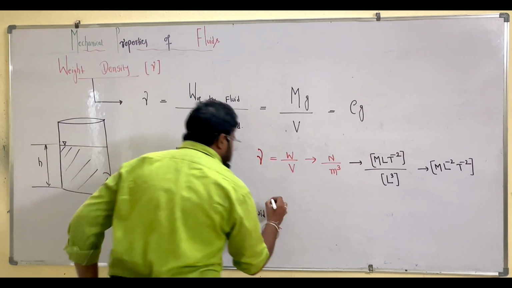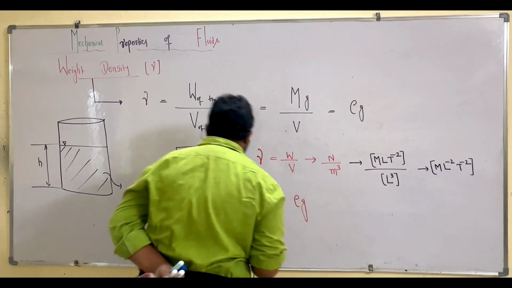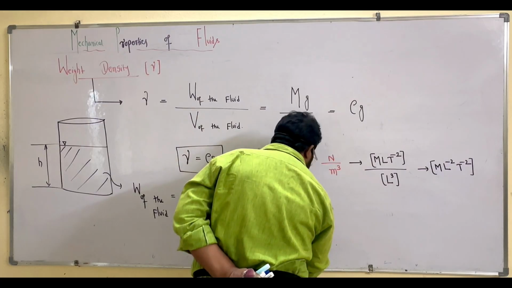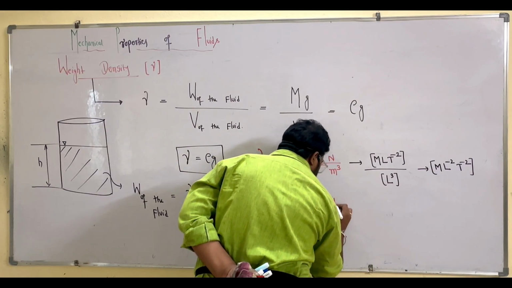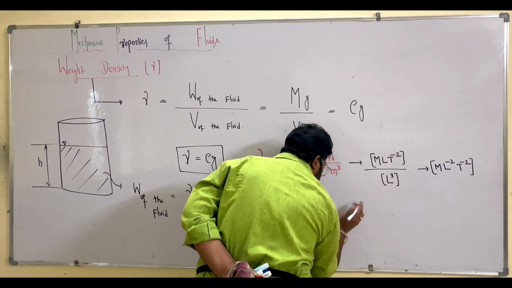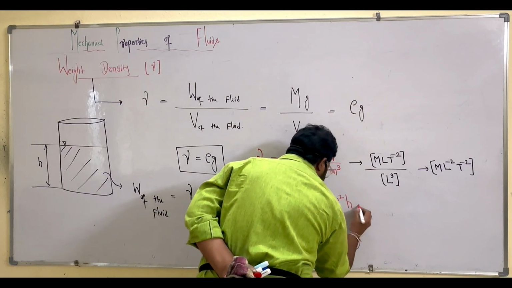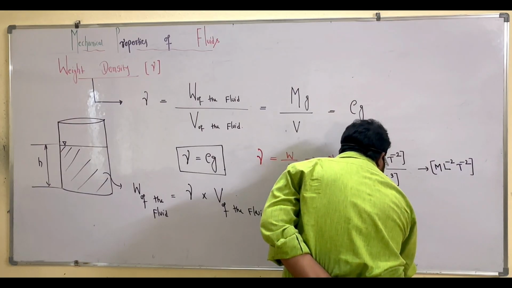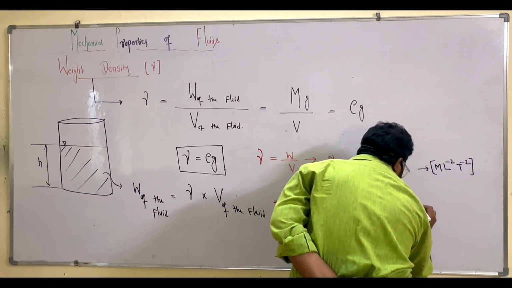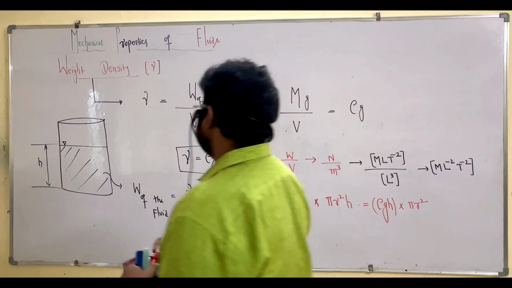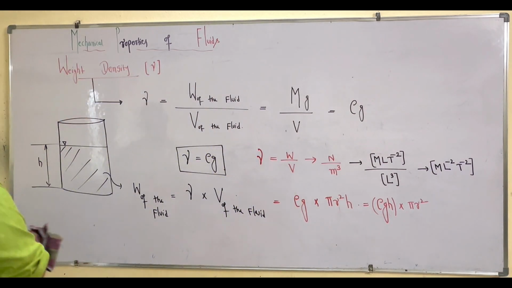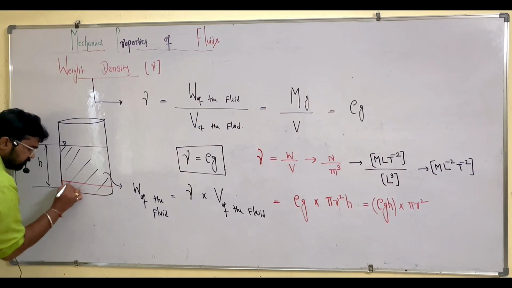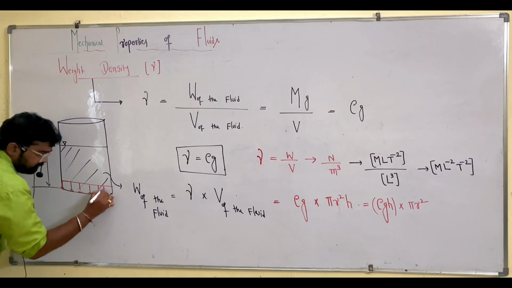Gamma is nothing but rho G, into how much? Volume of the fluid is pi r square h. So rho g h into pi r square is the weight of the fluid. The weight of the fluid will be acting on this bottom. This is the pressure distribution.